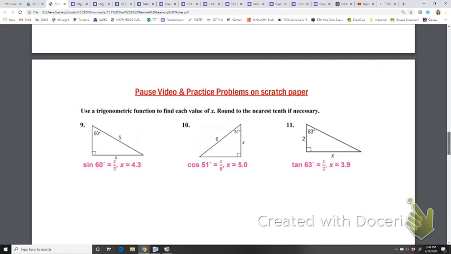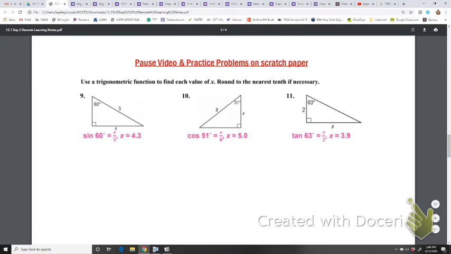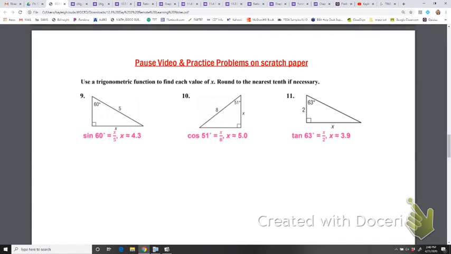All right, here are the answers. So in this case, 60 degrees, the sides I know are opposite and hypotenuse. So you wanted to use sine on this one. Number 10, the sides that you know are the adjacent and the hypotenuse. So you want to use cosine. And on number 11, the sides you know are the opposite and the adjacent. So you want to use tangent on that one.